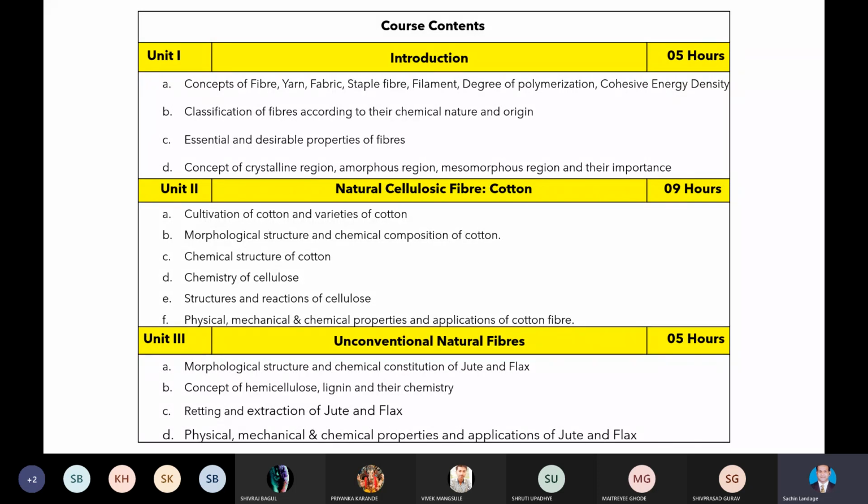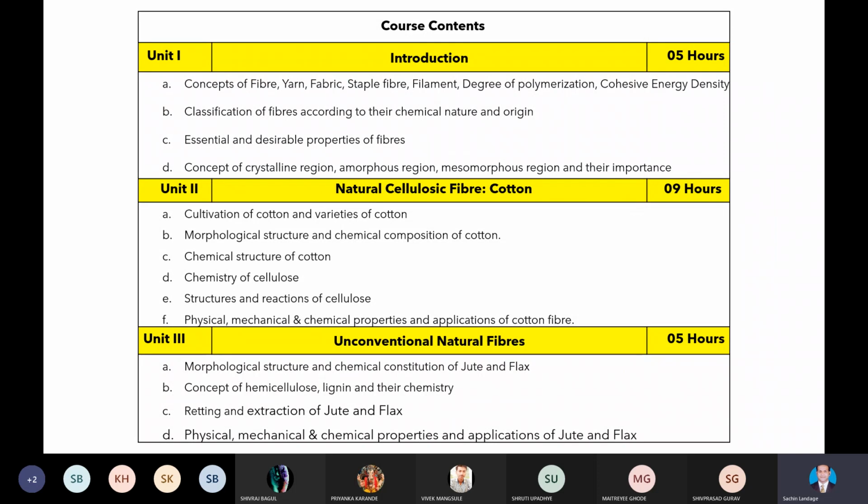First, there will be the introduction part, where you are going to study the concept of fiber, yarn, fabric, staple fiber, filament, degree of polymerization, and cohesive energy density. These are small things, but these are the basic things we must know whenever we study textiles in detail. That is, what is meant by fiber, yarn, fabric, staple fiber, filament, degree of polymerization, cohesive energy density.